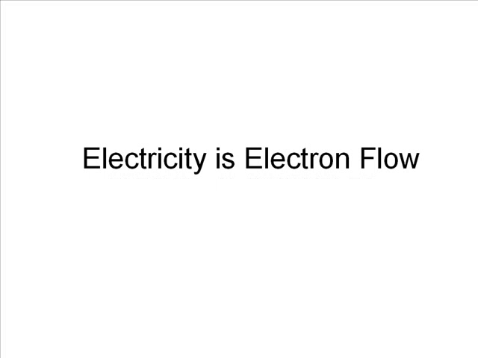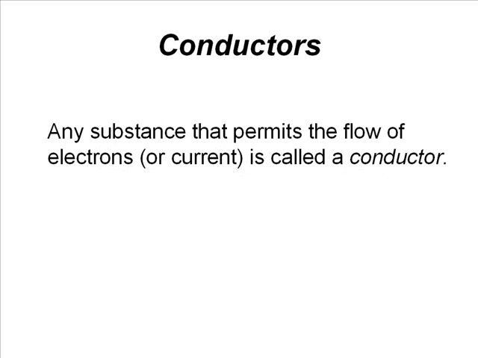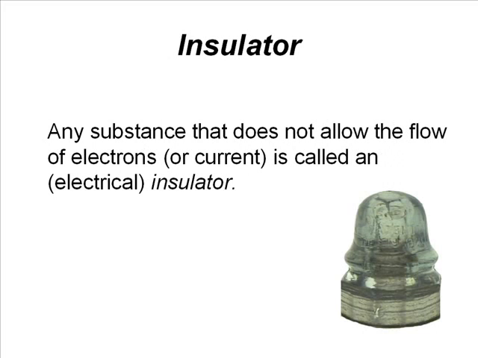Let's start off with a presentation of electrical principles done at the grade 9 level so that everyone is easily on board. First, remember that electricity is the flow of electrons, and that any substance that permits the flow of electrons or electrical current is called a conductor. Any substance that does not allow the flow of electrons or current is called an electrical insulator.